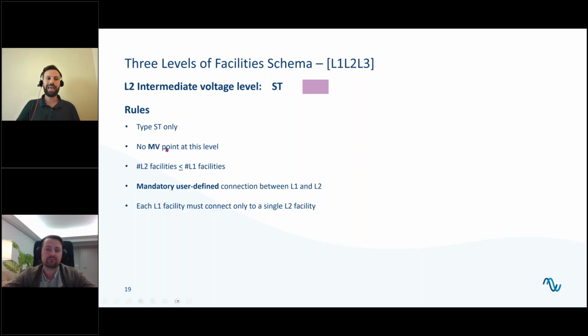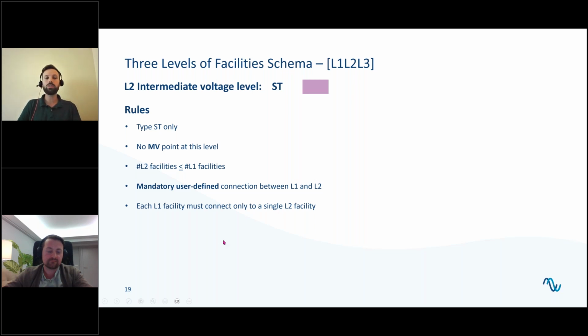Remember not to put any MV point inside. And also the number of L2 facilities must be less than or equal to the number of L1 facilities, meaning your SBS. The idea you have to bear in mind is that we go with a pyramid distribution from the field towards the grid. So we start with a bigger layer at L1 level, we go to a smaller layer at L2, and then we end up with just one facility at L3.